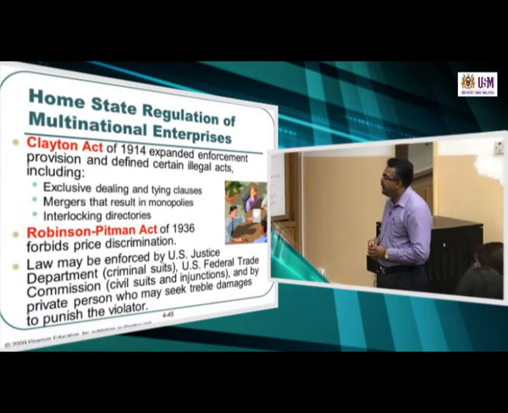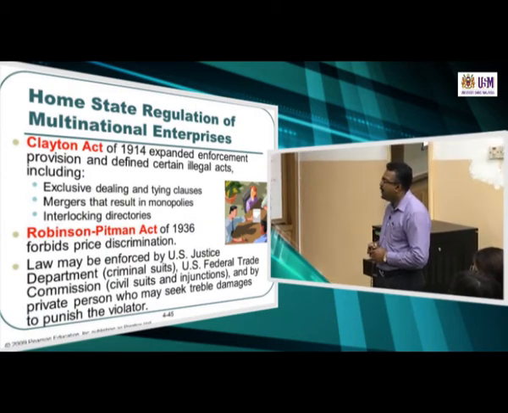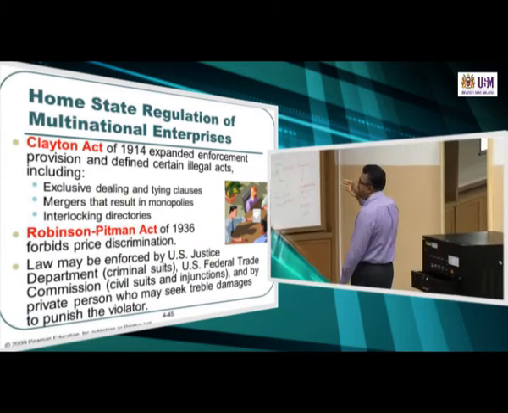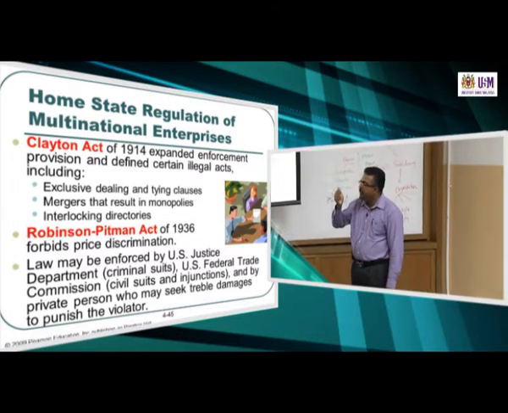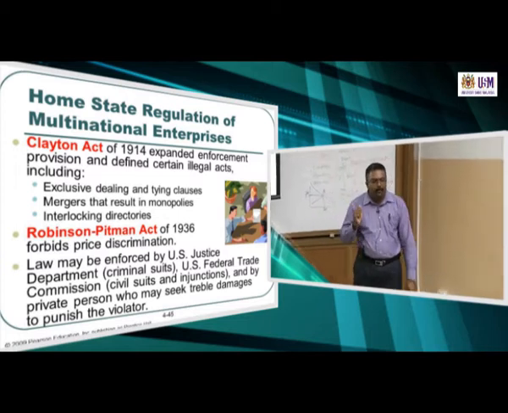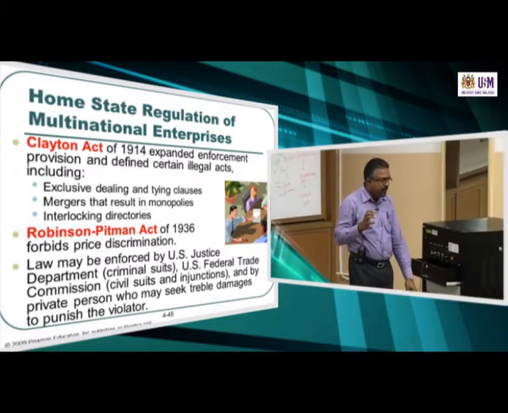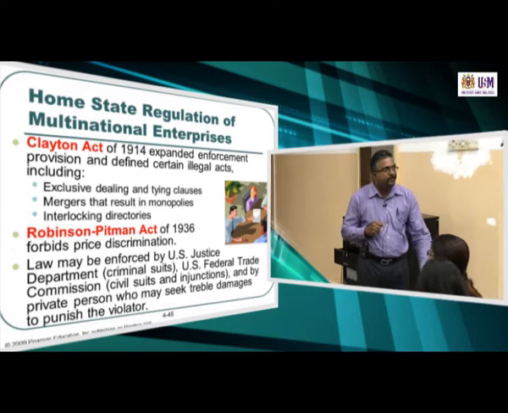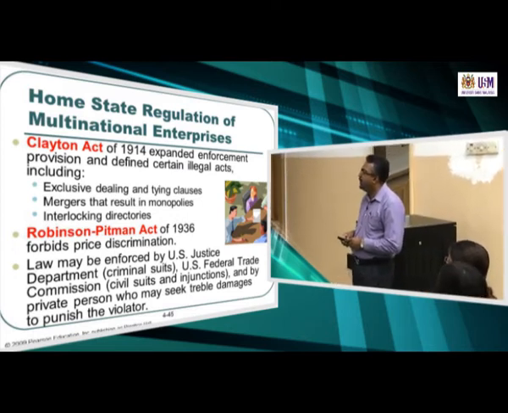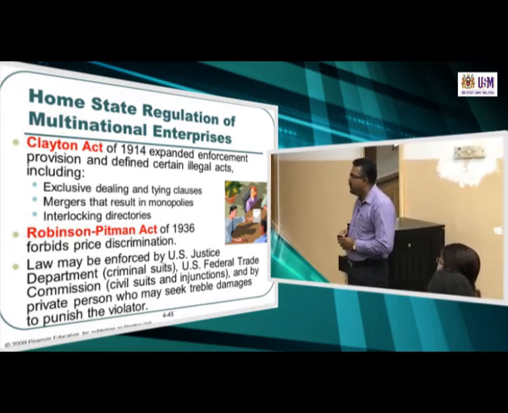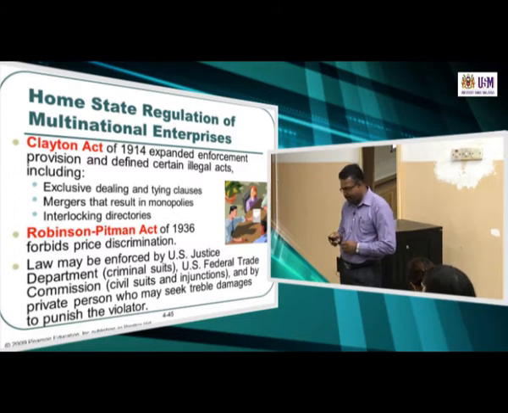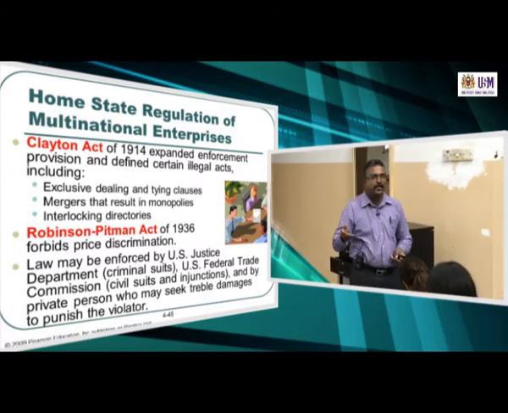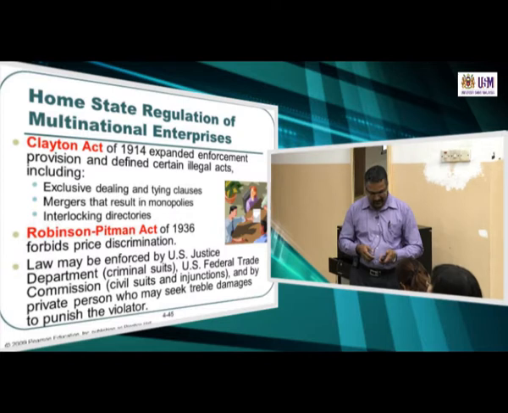Clayton Act, 1914, expanded enforcement, including dealing with tying clauses, mergers that result in monopolies, and interlocking directorates. So we cannot have joint ventures that create a monopoly. We cannot do that. And the Robinson-Patman Act forbids price discrimination. That's what I showed just now: rural one price, urban one price. We cannot do that.